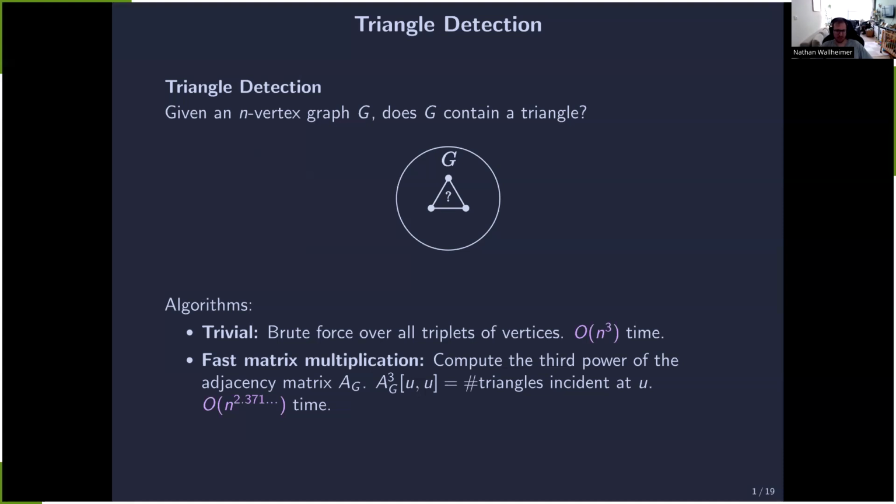The reason why it works is because an entry corresponding to a vertex U contains the number of triangles incident at U. The running time is strongly subcubic, meaning that it runs in n to the constant where the constant is smaller than 3, specifically n to the power of 2.371, and so on. But except for fast matrix multiplication, we don't know of any other algorithm running in strongly subcubic time.